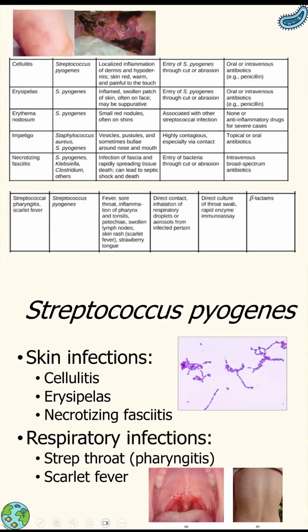Now, if the strep throat becomes progressively worse, the bacteria can produce toxins, which can spread into the bloodstream and cause scarlet fever. So scarlet fever includes the classic scarlet fever rash, petechiae, so all these red rashes all over the body. And so, of course, all of these are going to be treated with antibiotics. So that's strep pyogenes.